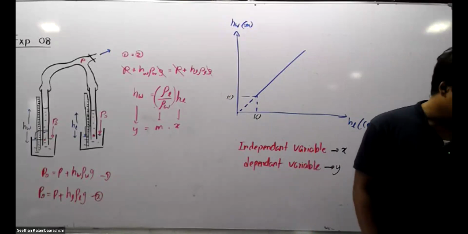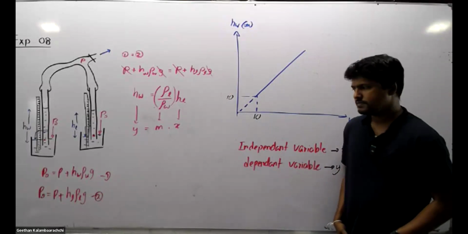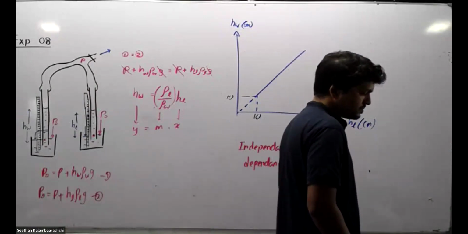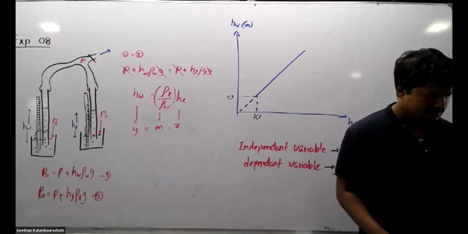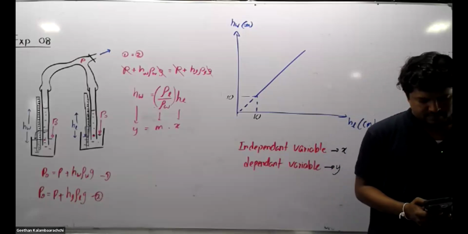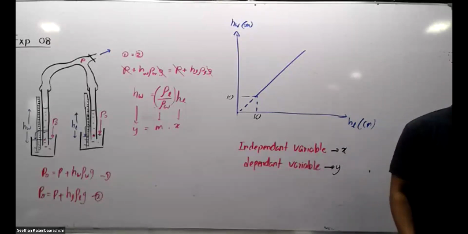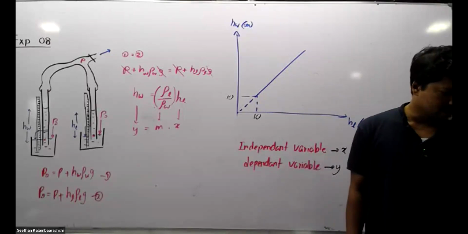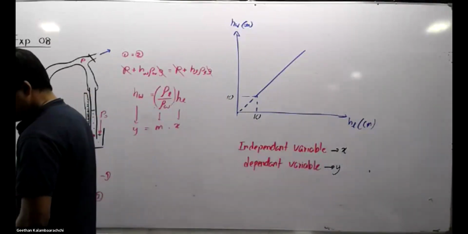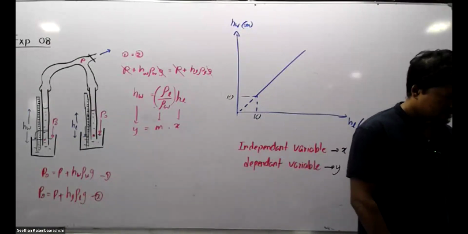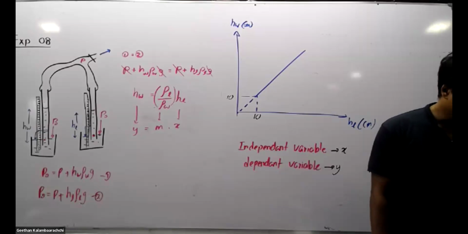Next point, the third point. An index is used to measure the height of the liquid levels so that the effects due to the surface tension and immersing the meter ruler in the beaker can be minimized.